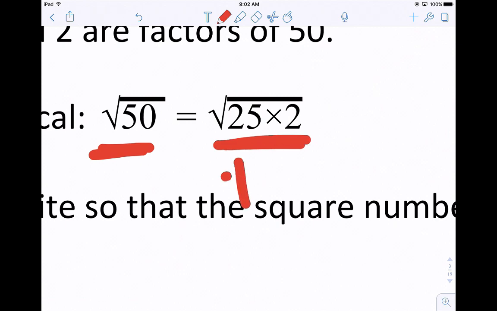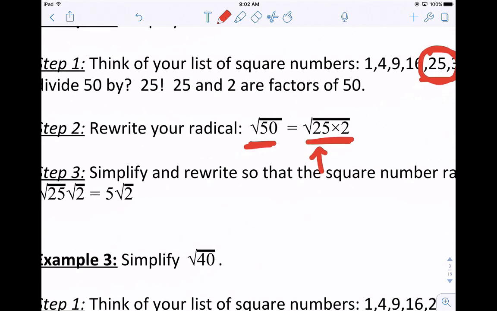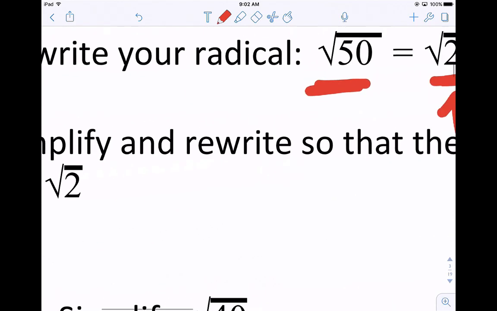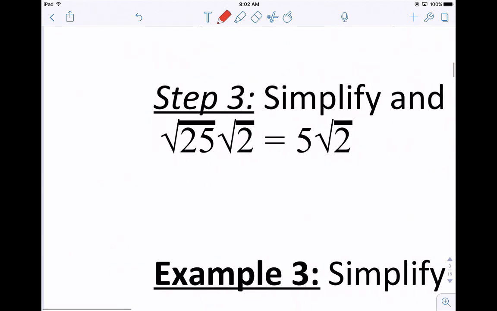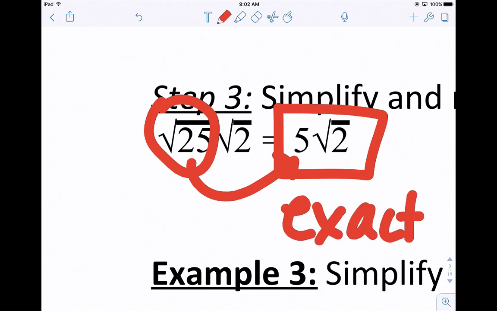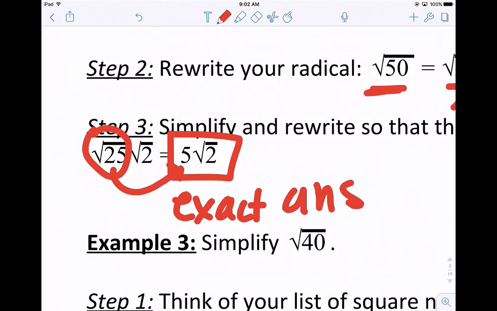So you find the biggest square number you can divide 50 by, and then you split it apart. 25 times 2 is 50. And then we're going to rewrite it so that we separate them: the square root of 25 times the square root of 2. We're just separating those two out, because then we can simplify the square root of 25 and get 5 square root of 2. This is called an exact answer. Now on a standardized test, if you have a decimal answer, you can just type in 5 square root of 2, hit enter, and then see which decimal matches up with your answer.